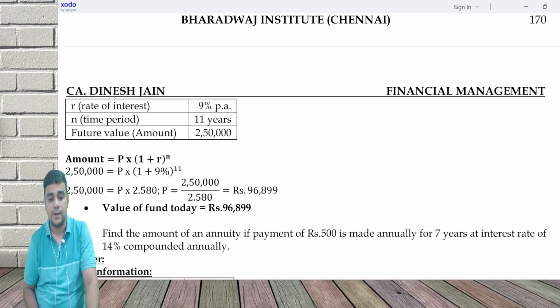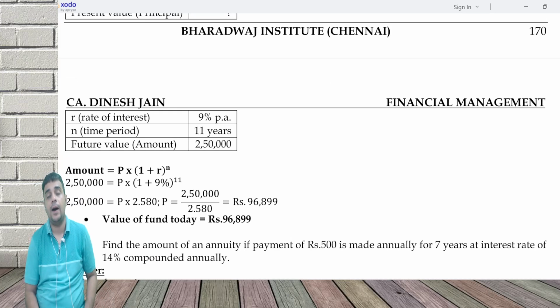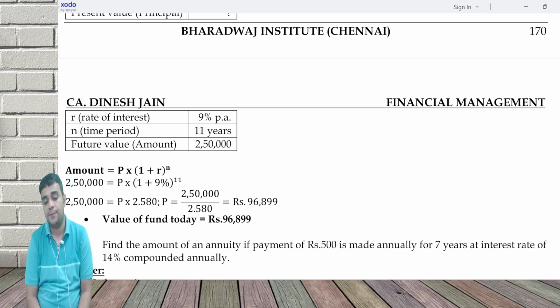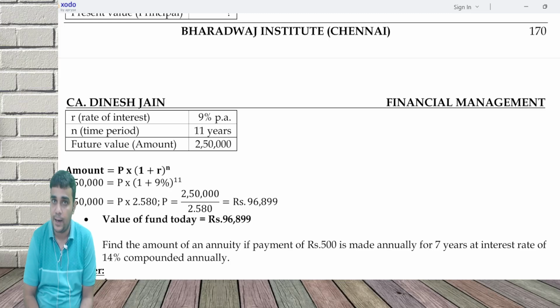Let's come to this. Find the amount of an annuity if payment of 500 is made annually for 7 years at interest rate of 14% compounded annually. Now, first thing, let's understand, are we required to calculate future value of annuity or present value of annuity? Let's have clarity on that. Is it future value of annuity asked or present value asked? What is your sense? Why future value?